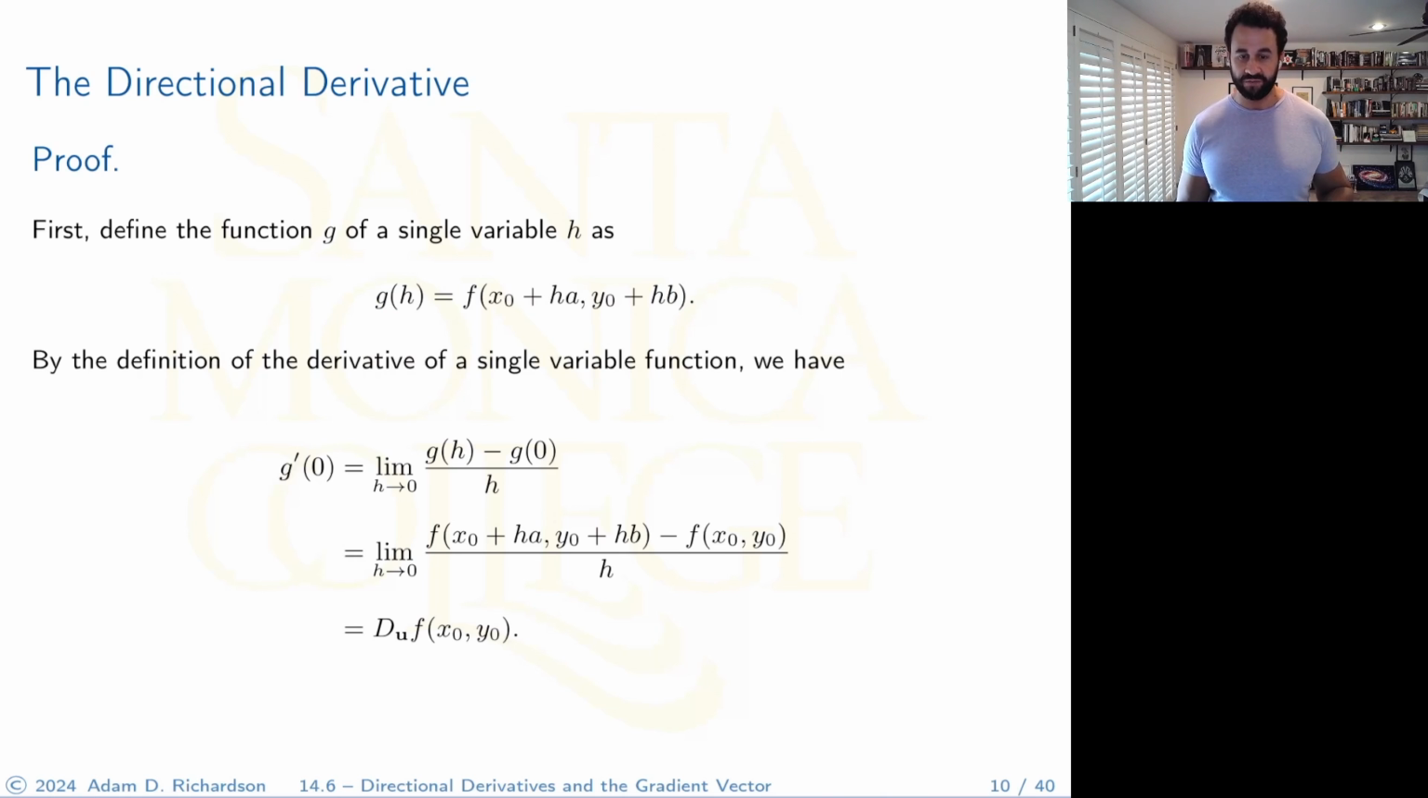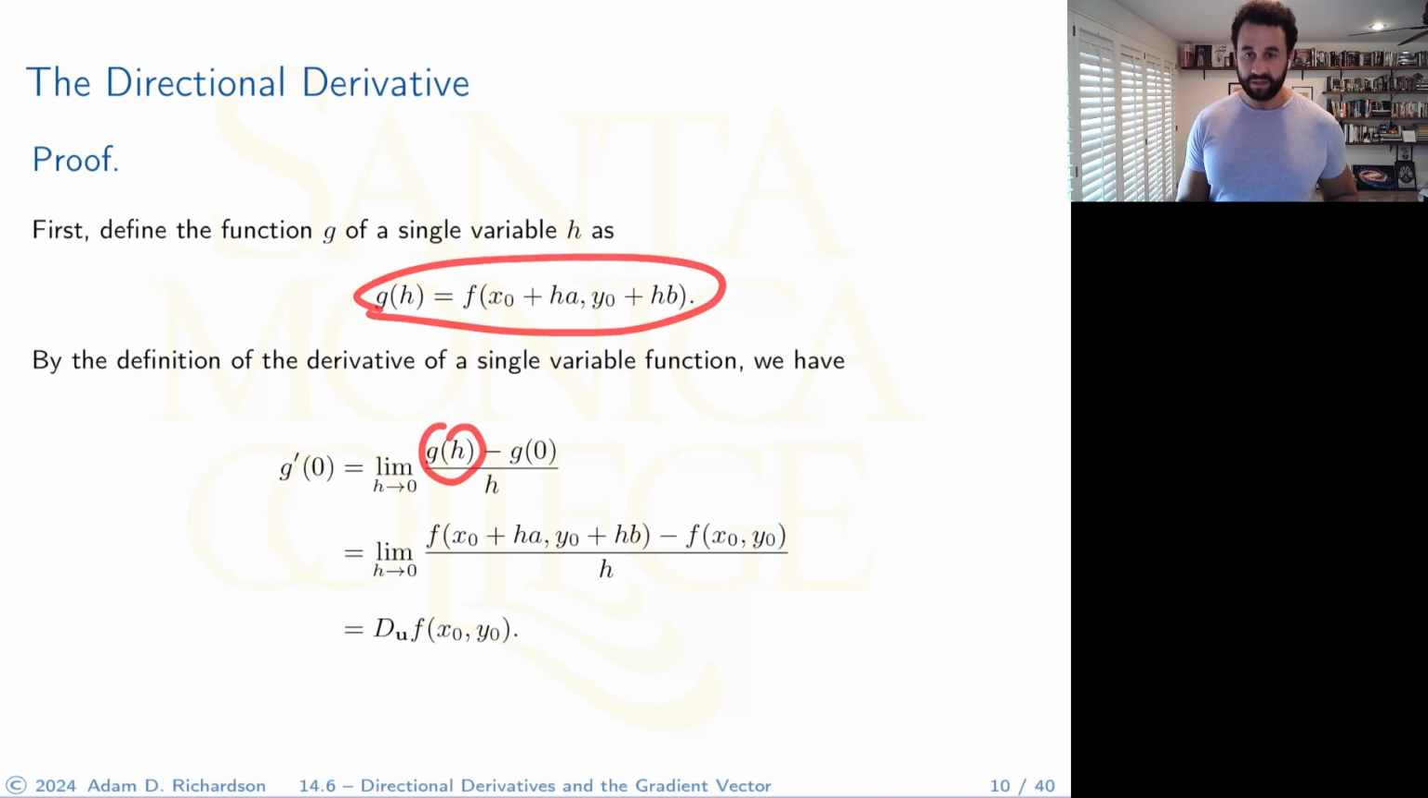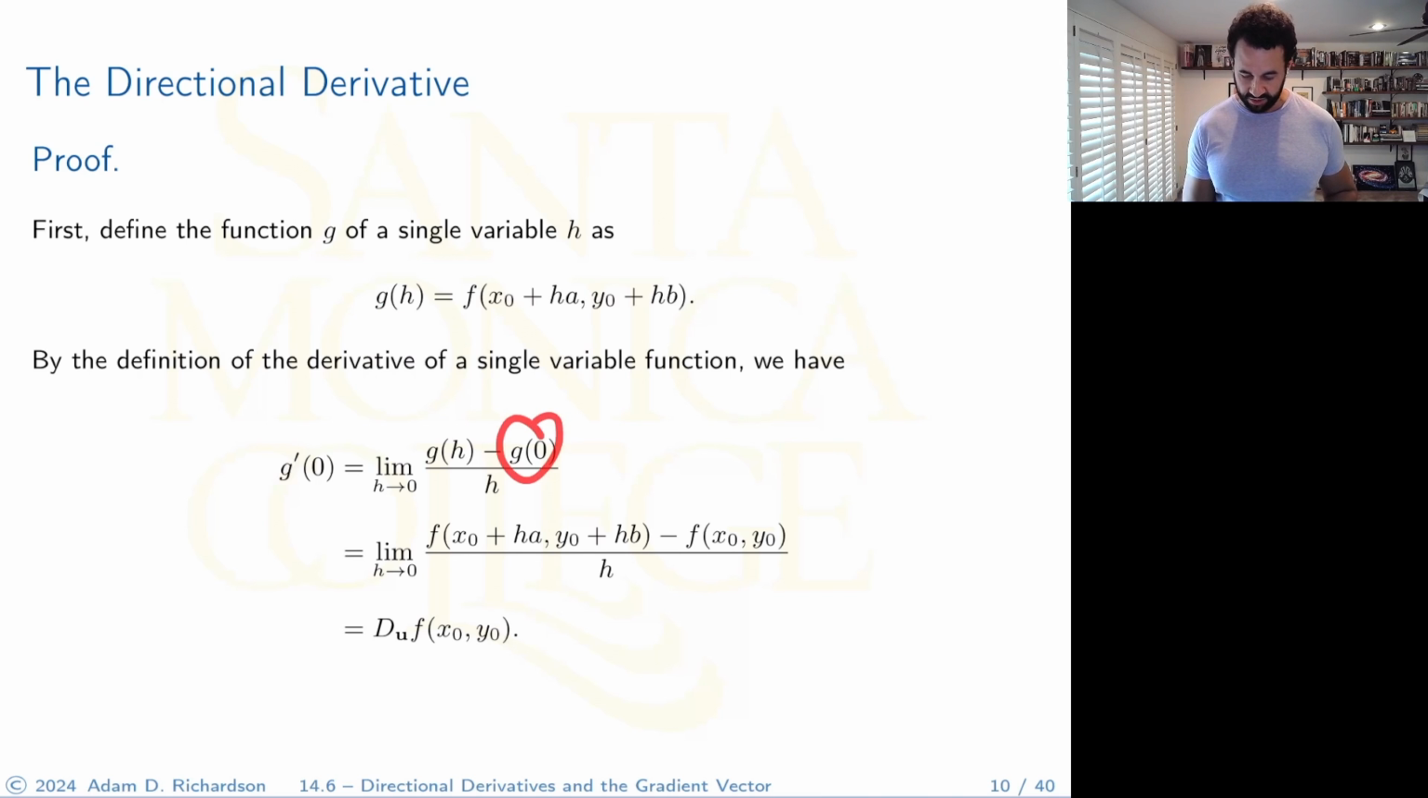Now we're going to use the definition of the derivative for a single variable function and just do the limit of the difference quotient. So g prime of 0 is equal to this by definition, but remember that g of h is equal to this by the way that we wrote it down, and g of 0 is going to be equal to f of x naught y naught, because if we plug in 0 up here for h, that disappears and that disappears. So now you're getting f of x naught y naught, but this right here is quite literally the definition of the directional derivative. So this derivative is the directional derivative at x naught y naught in the direction of u. That's the first step.